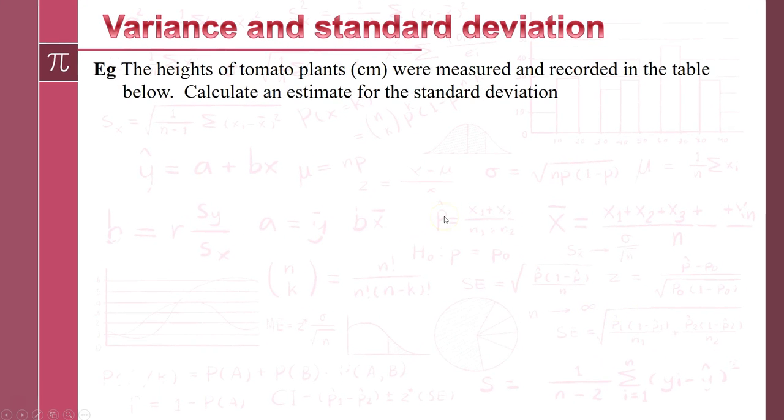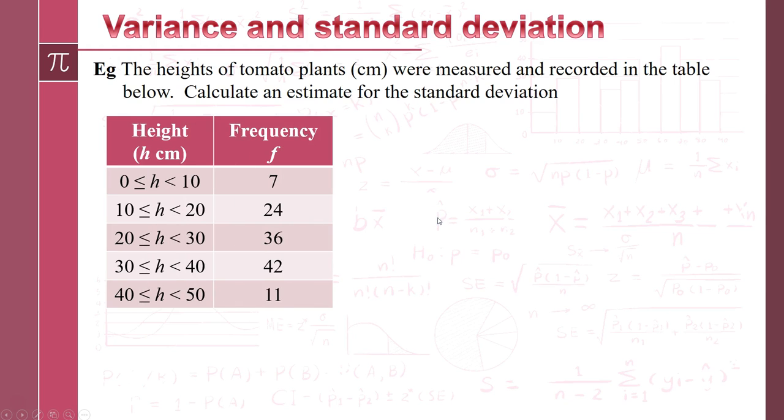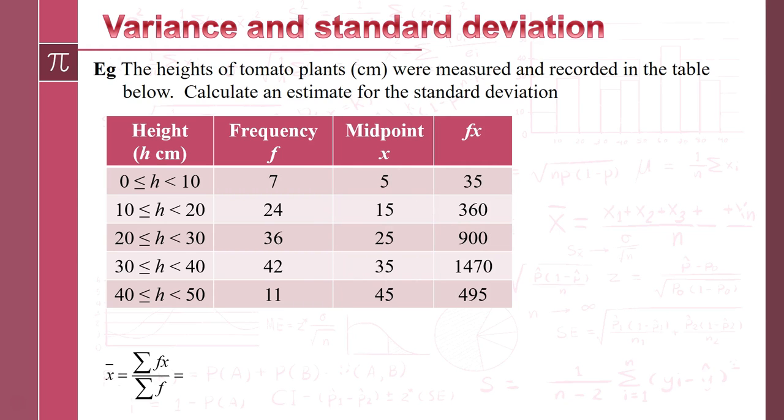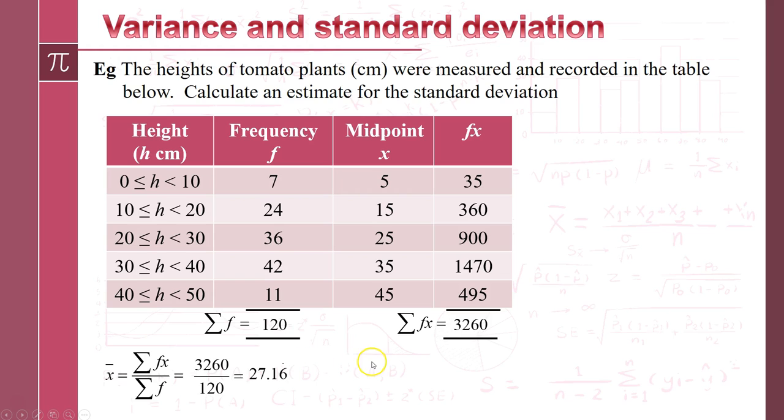So here we go. What we've got here is one to do with group frequencies. And there's our formula for the mean. So we're going to need midpoints, and we're going to need midpoint times frequency, and do all the summing that we need to do. So we've got 120 pieces of data. Add all of those up. So there's our sum of the frequencies times the midpoints. And so that gives us our average, which is 27.16 recurring.